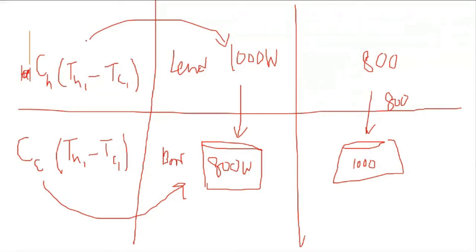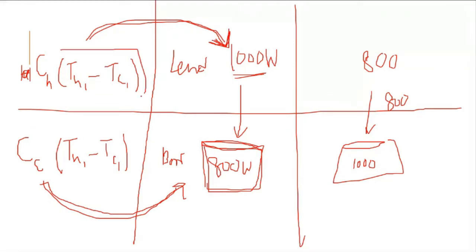See, the person who is lending money is the hot fluid. Money is nothing but heat. So the hot fluid is lending 1000 watts of heat. The cold one is borrowing heat. So the cold one can borrow only 800 watts of heat. So how much heat exchange will take place between the two fluids? 800 watts.